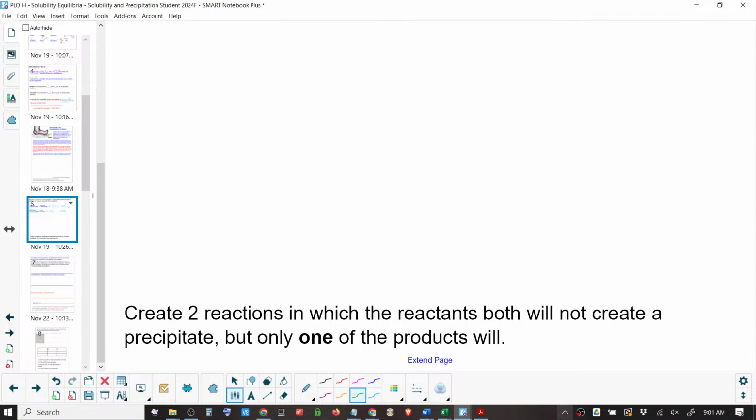Next one, you have to do it again. You can't have any of those compounds, so you can't have the exact same reaction. But you could use an individual compound.